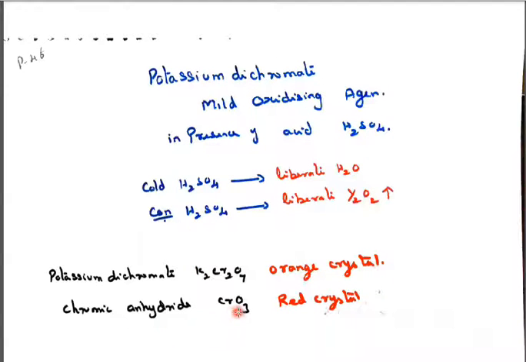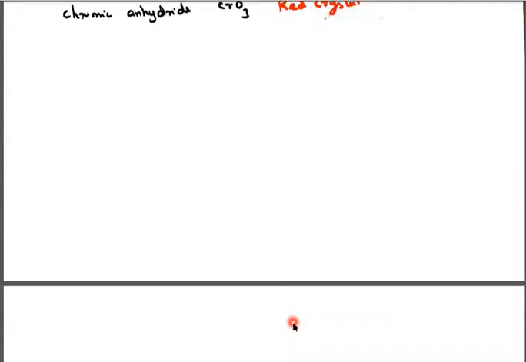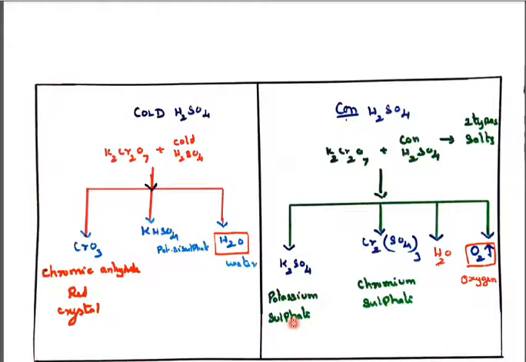CrO3 is called chromic anhydride, which is a red crystal. Cr2O3 is chromic oxide, which is green in color. Now we'll see the equation: cold sulfuric acid and hot sulfuric acid.